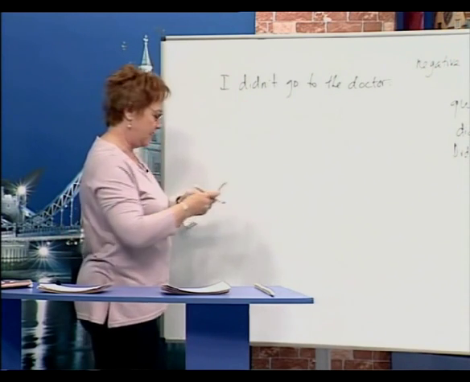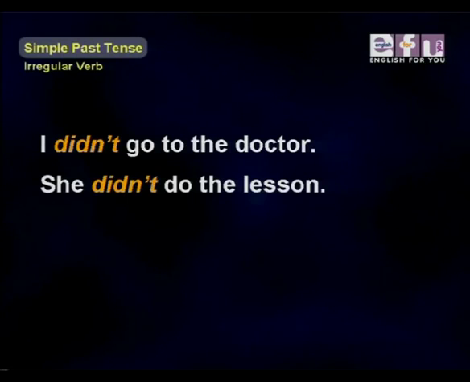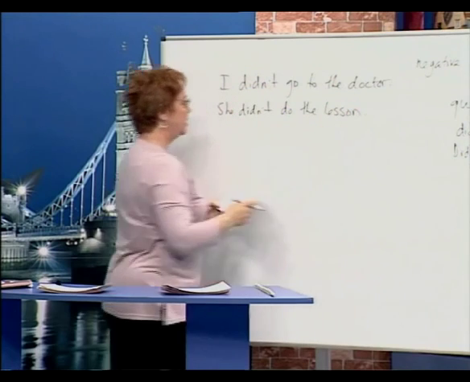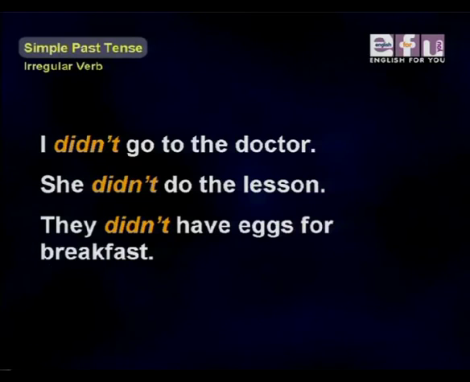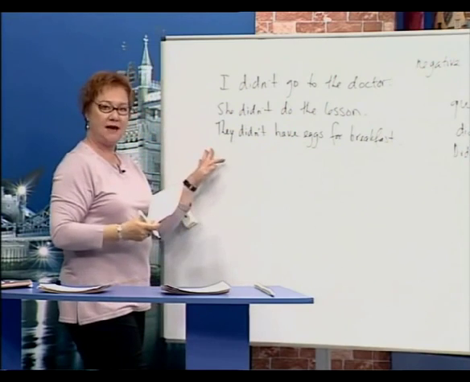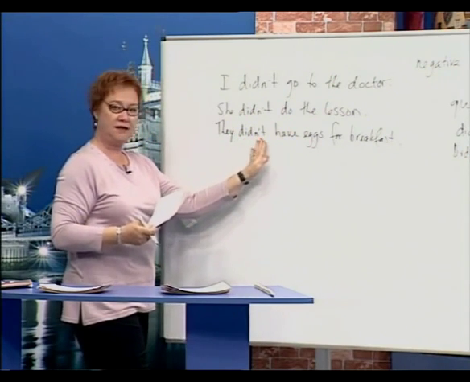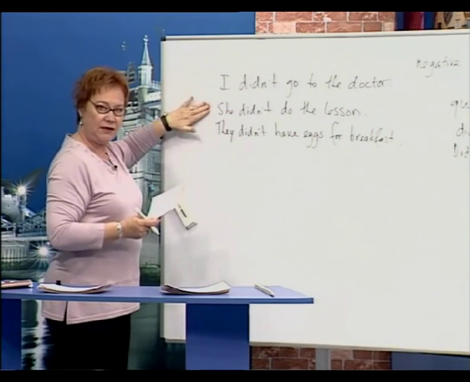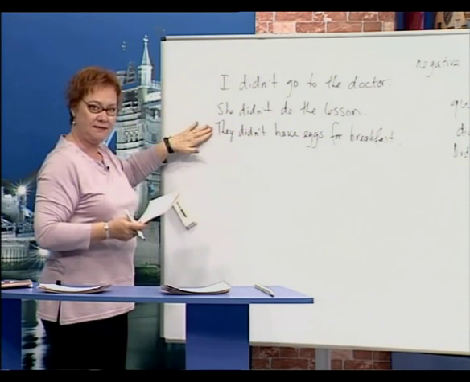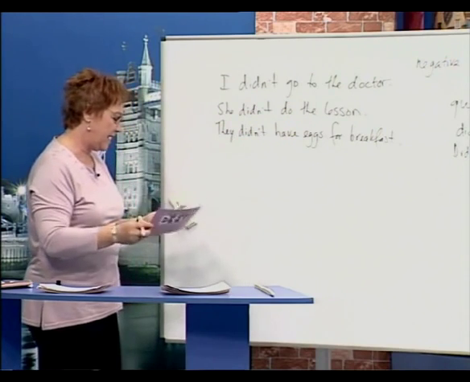Okay? This is in the past. She didn't do the lesson. Helping verb, not, do. And they didn't have eggs for breakfast. Helping verb, not, normal verb. So again, I didn't go to the doctor. She didn't do the lesson. They didn't have eggs for breakfast. Okay? So this is very important for the past.